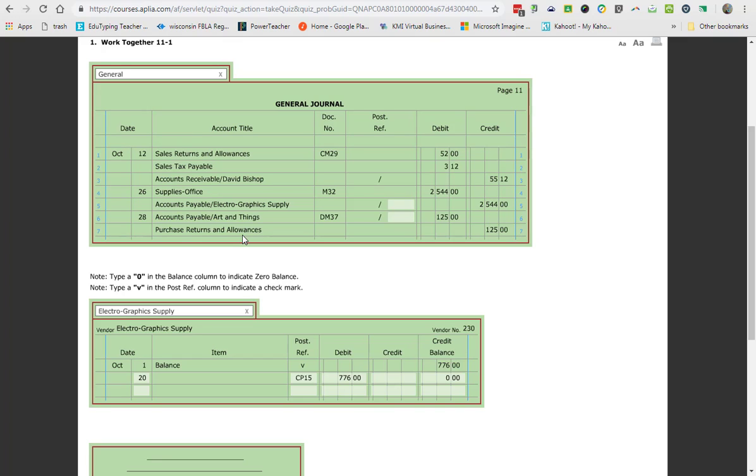Right now, in Work Together, they only have us learning how to post to our subsidiary ledger accounts, not to our general ledger. But in the future, you are going to have to post both of them. That's why we had to put that slash in there in the last chapter. So right now, I'm going to go electrographic supply is going to be credited for $2,544. And then I put my post reference back up there.